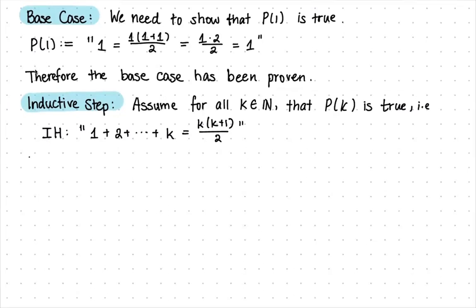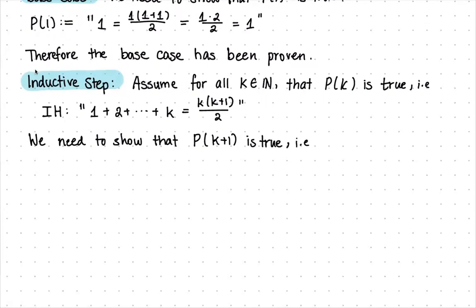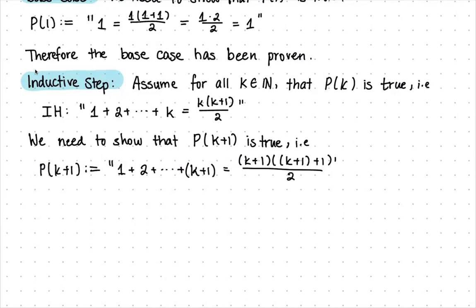So what's our next thing that we need to show? Well, we have to show that P of k plus 1 is true. Now, what is the goal that we're trying to show? If we write this out, P of k plus 1 means that if we take the sum of the first k plus 1 numbers, all the way to k plus 1, this would be equal to k, but instead of k, we put k plus 1. So this would be k plus 1 times k plus 1 plus 1, and then all this divided by 2. So that is the goal that we want to obtain in the end. So this is our goal.